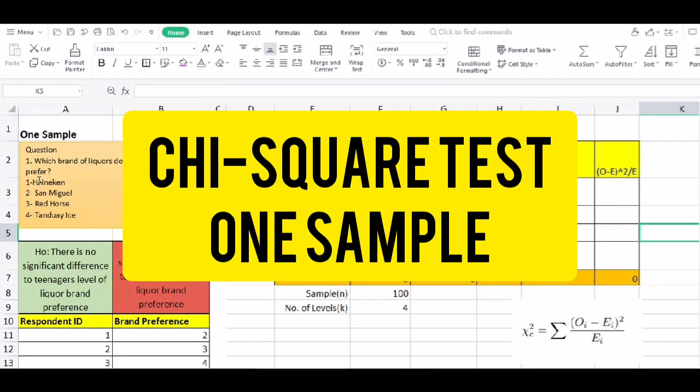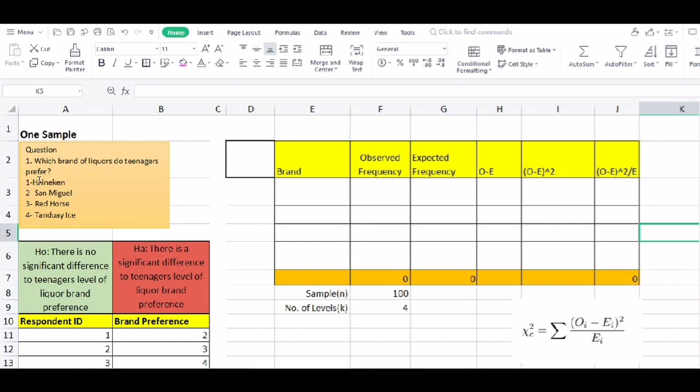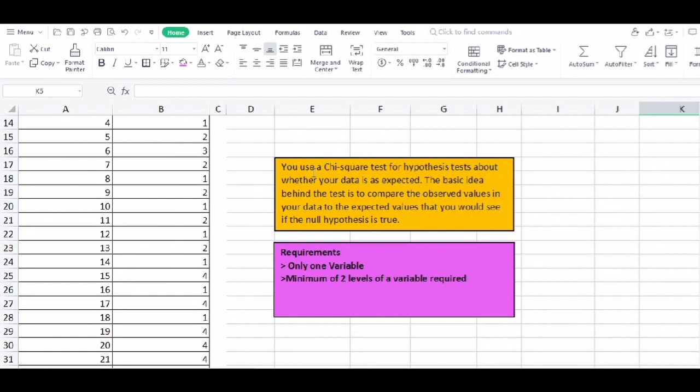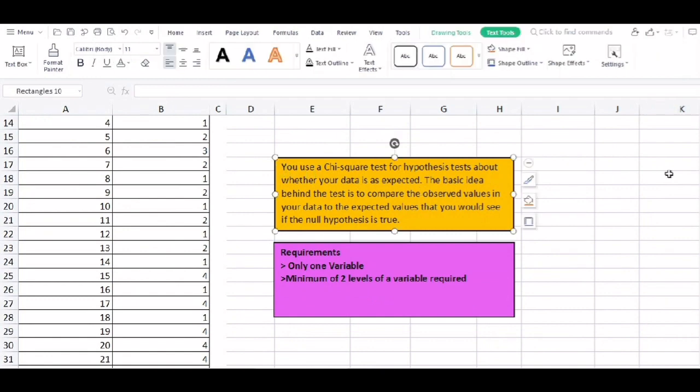Good day. Now we are going to discuss chi-square. Chi-square is a measure of the differences between observed and expected frequencies of the outcomes of a set of variables. And we are going to tackle right now only one sample, only one variable. Also, chi-square is used for testing hypotheses about whether your data is as expected.